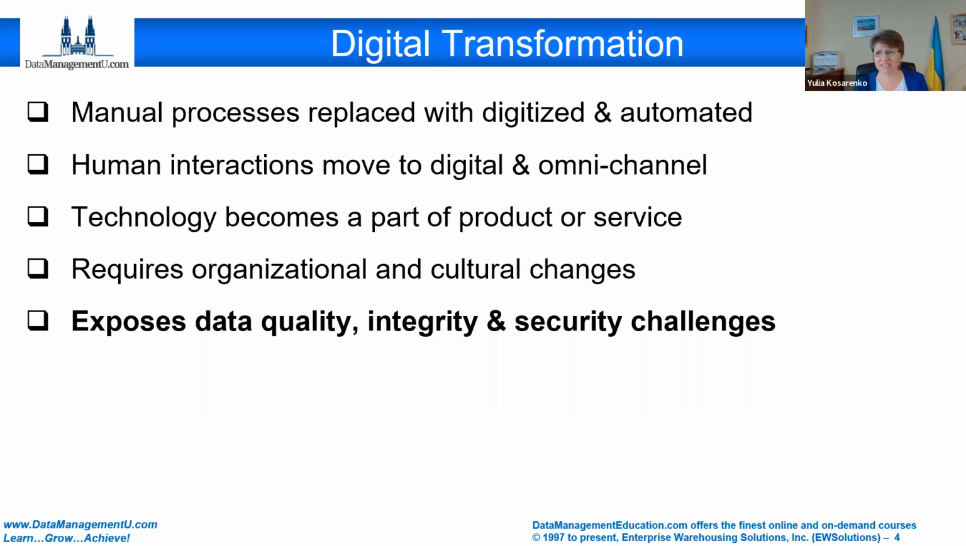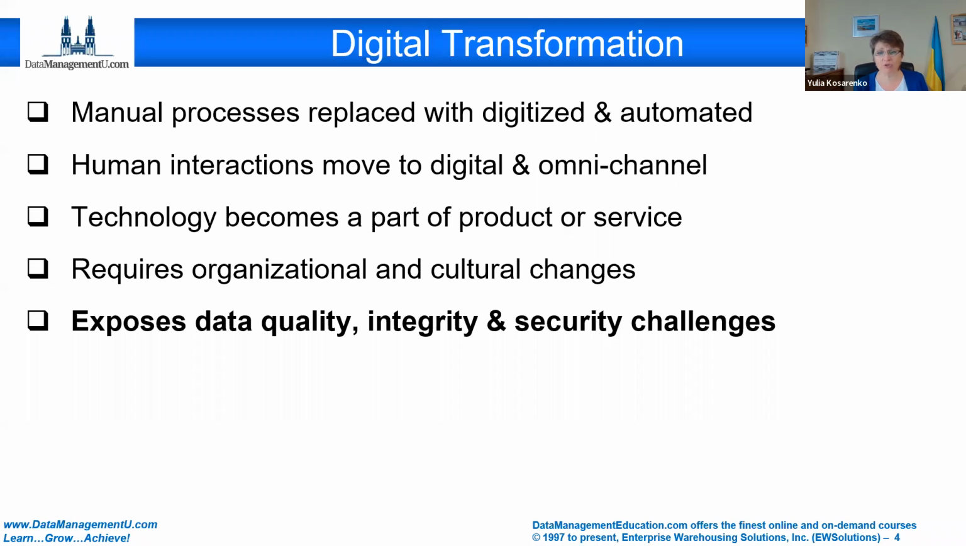So what do we mean when we talk about digital transformations and what is involved? Often it means that we digitize and automate things we used to do manually, right? We have processes and workflows that have been done a certain way for many years, and now we want to digitize and automate them. Often that also impacts human interaction. So we move those human interactions to digital, to omni-channel. Even more than that, for many companies nowadays, technology or that technological product sometimes becomes part of their product and service. And that could also be a core of their digital transformation. And these digital transformations usually require huge organizational changes and cultural changes on top of technology.